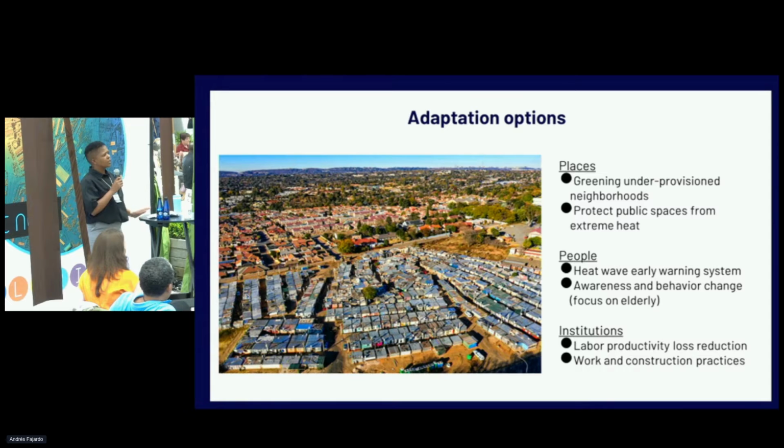And another one from a people perspective, we need to be looking at partnering with the Department of Health, your research institutes, and also the South African Weather Services for an early warning system around heat health. And then also prioritizing awareness and behavior changes.